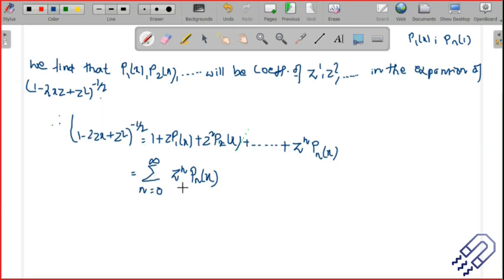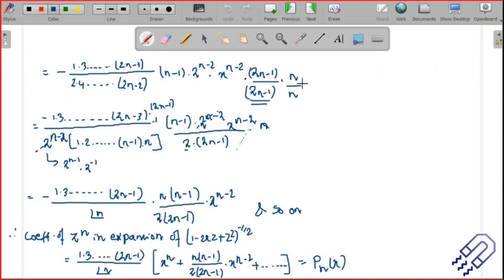So you expand this, the coefficient of z to the power n would be P_n(x). What is P_n(x)? Forget about the Rodrigues formula. If you just want to know what P_n(x) is, this is your P_n(x). So you have to find out the coefficient of z to the power n, and then the coefficient of z to the power n in the penultimate term, and then you have to just add.